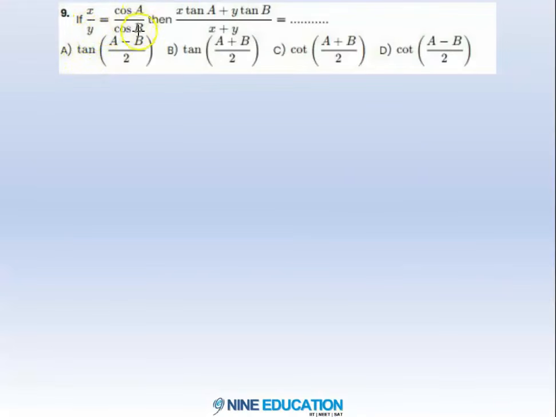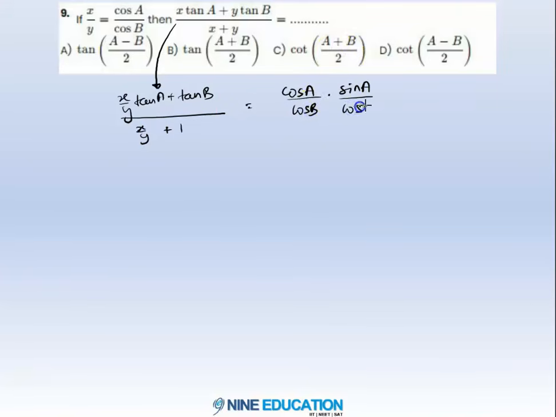Let's go to the next question. Next question is, if x by y is cos A by cos B, then x tan A plus y tan B divided by x plus y is. So to solve this question, let us utilize the ratio. So for utilizing the ratio, I am dividing this expression by y, so that x by y tan A plus tan B is created, and the denominator also becomes x by y plus 1. So if I use cos A by cos B here, and tan A can be written as sin A by cos A. Similarly, tan B can be written as sin B by cos B, and the denominator is nothing but cos A by cos B plus 1.